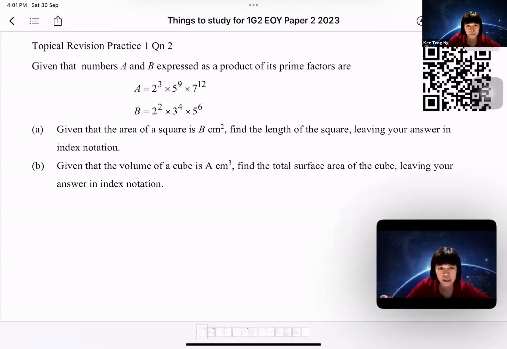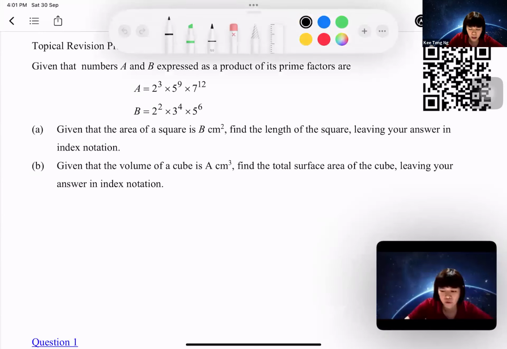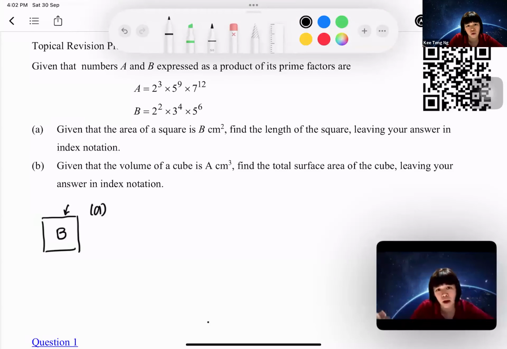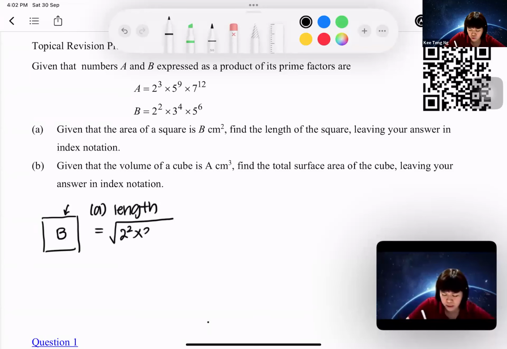First question: given that the numbers A and B are expressed as prime factor products in the following way. Now, the first part says that the area of a square is B, and they ask you to find the length of the square. In order to find the length from the area, how do you do it? If I'm given a length, I square it to find the area. So if I want to work backwards, I need to take the square root. So the length will equal the square root of B, which is 2 squared times 3 to the power 4 times 5 to the power 6.